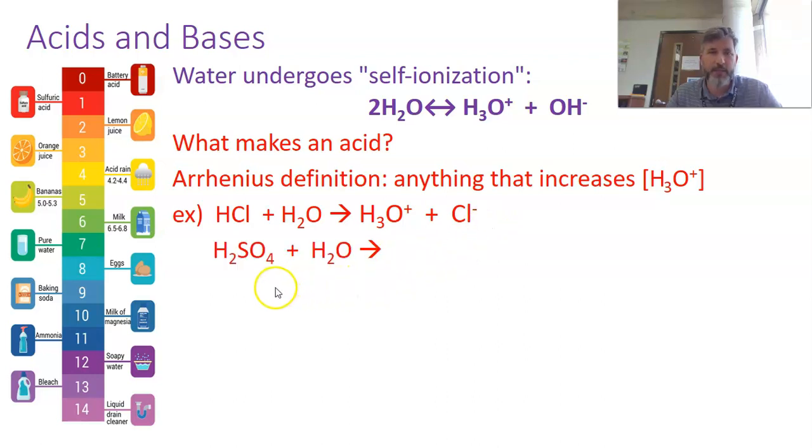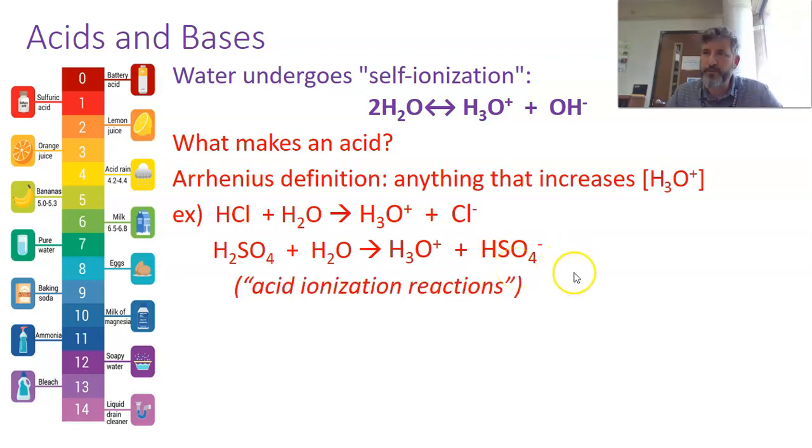Another example would be sulfuric acid. This is what's in battery acid, like a lead acid battery in a car. H2SO4 plus water. Again, a hydrogen from here is going to get transferred to the water, making hydronium. One thing I want you to notice here is that even though there were two hydrogens in sulfuric acid, they don't both get transferred, at least not initially. We'll talk about the possibility of this second hydrogen being added to water a little later on, but it's just going to be one hydronium that gets made.